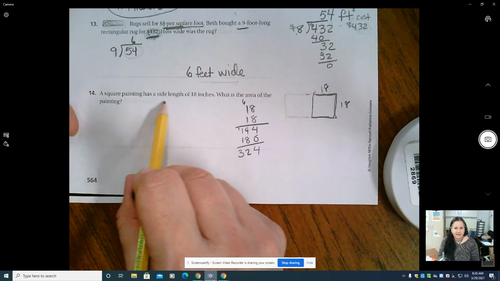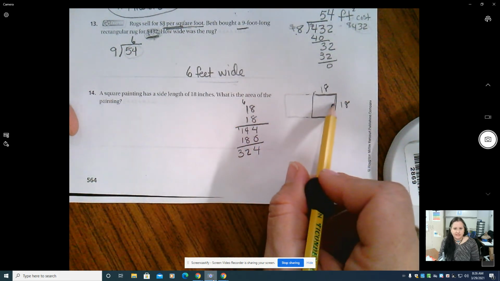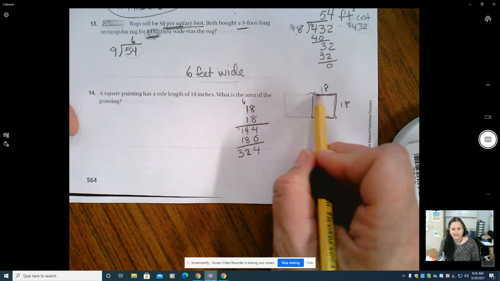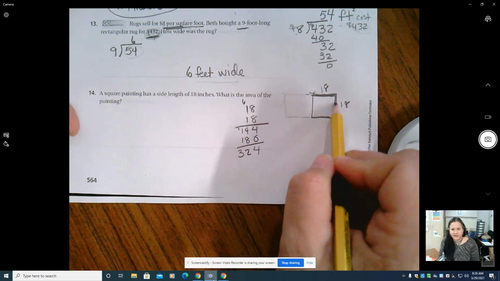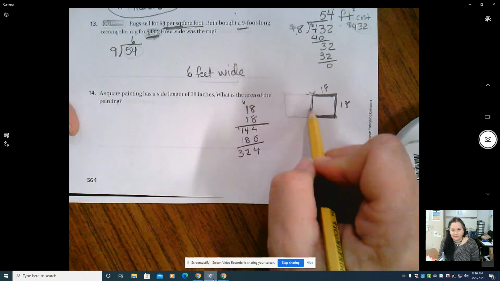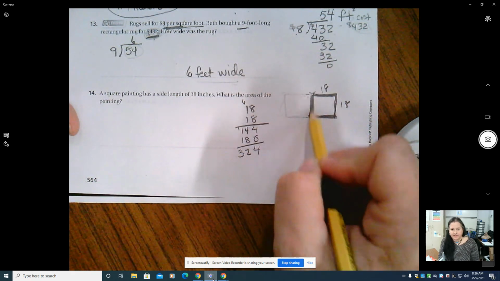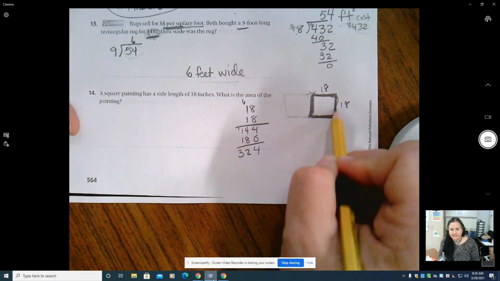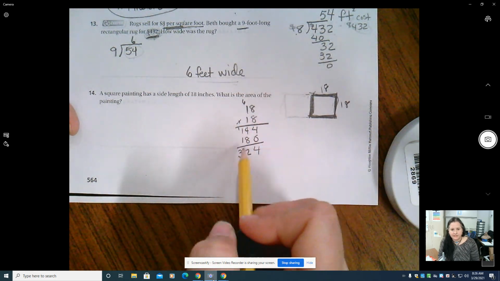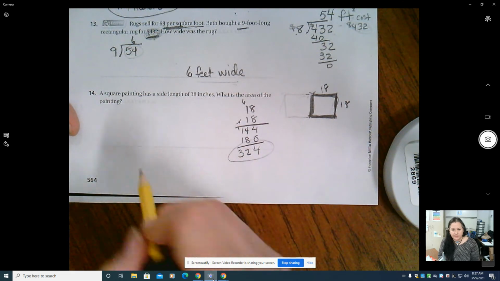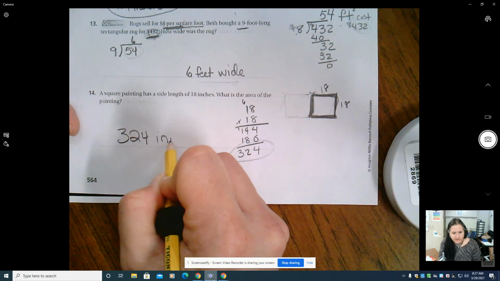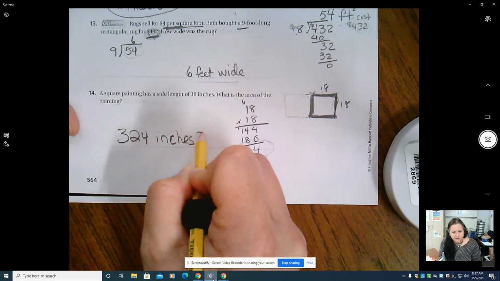A square painting has a side length of 18 inches. What's the area of the painting? So I started out drawing this as a rectangle, and then I realized, oh, I only have one unit of measure, which is the 18, and that's a side length, so I need to put that on both sides. So I have a rectangle, or a square here, with 18 as the length and 18 times the width, so I multiplied those together, and I get 324 inches squared.